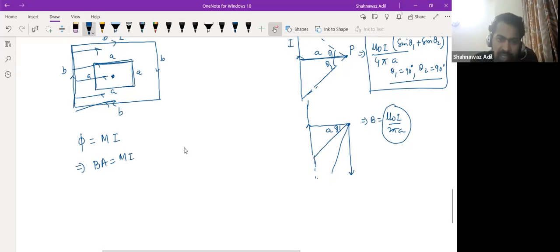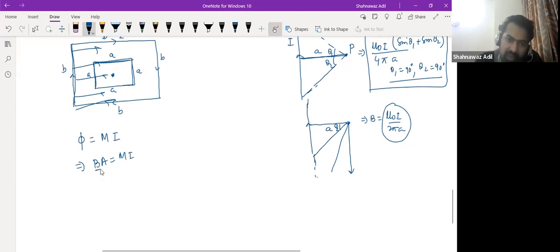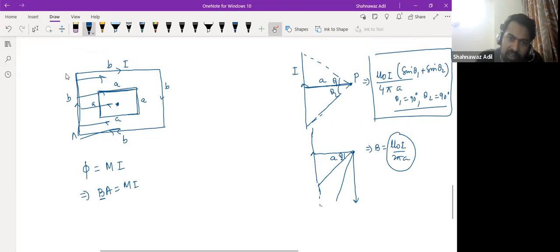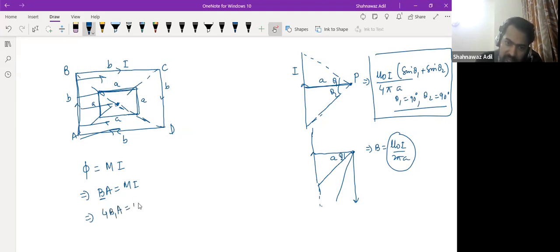And we know that this magnetic field will have four contributions. One would be due to this AB length, then the BC length, the CD length, and the AD length, each at this point. All these contributions would be the same because this is a square. So this would be 4 B1 A, and that is M I. And we have to calculate this M. Is it clear to you, Talib?